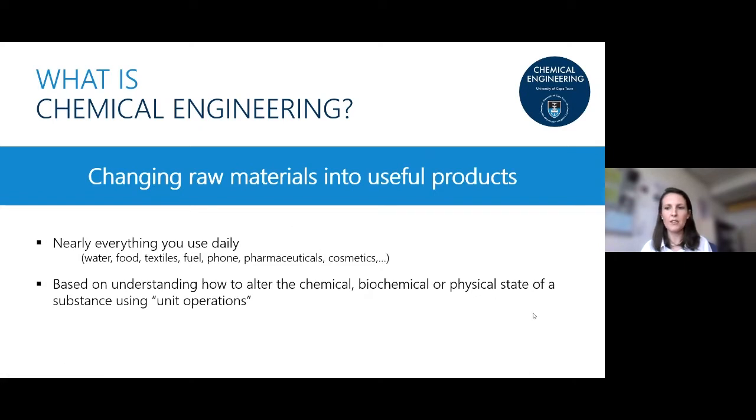And we do this by understanding how to alter the chemical, biochemical, or physical state of a substance using unit operations. Unit operations is a specific term that we use in chemical engineering, and we'll unpack that a little bit. But what you can also maybe pick up from the statement, chemical, biochemical, physical state, is that we ground our chemical engineering knowledge in the sciences and our good understanding of the sciences, and we use these to build processes.